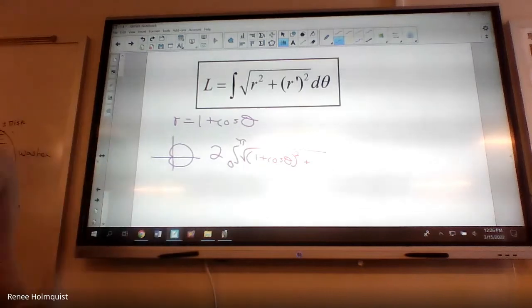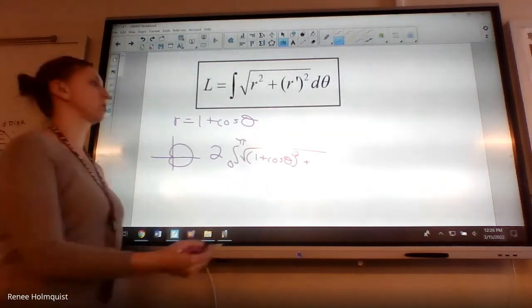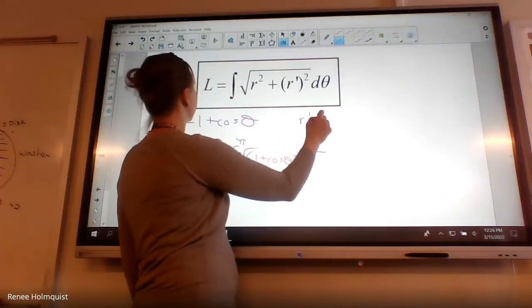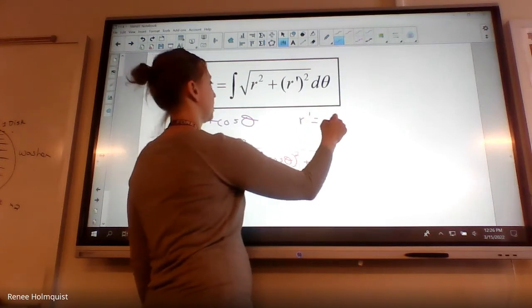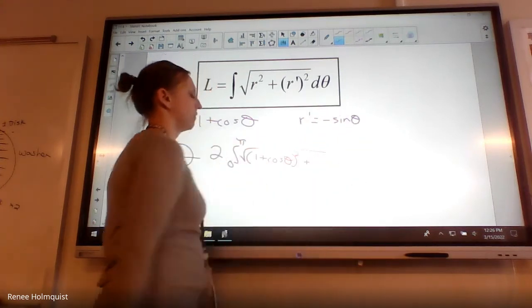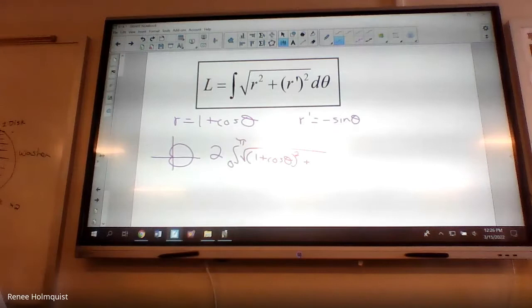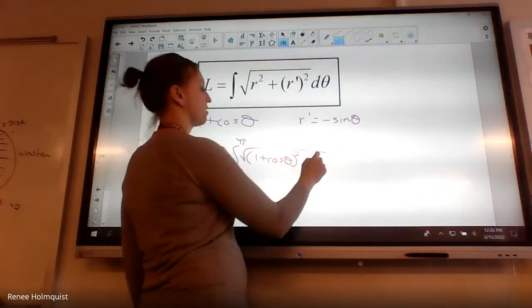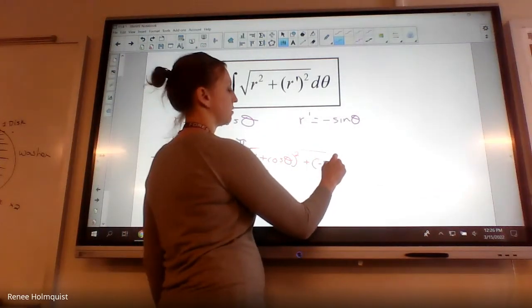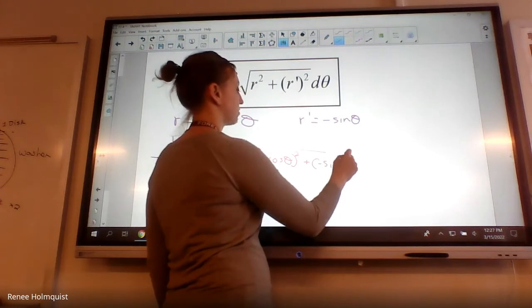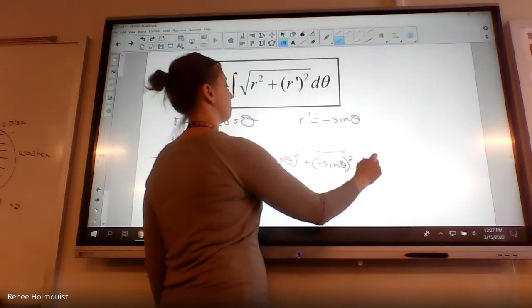Okay, so r squared would just be 1 plus cosine theta squared. Then I want r prime squared. So let's list out what r prime is. That would be negative sine of theta. And then that thing's being squared. I'll write it in there, but it'll just go positive. Theta squared d theta.